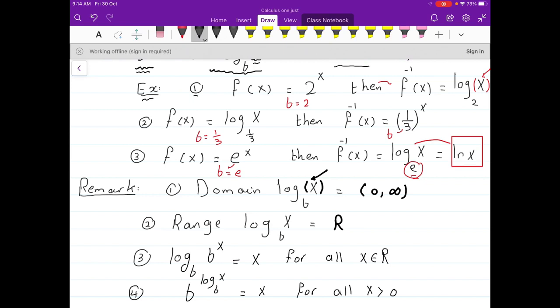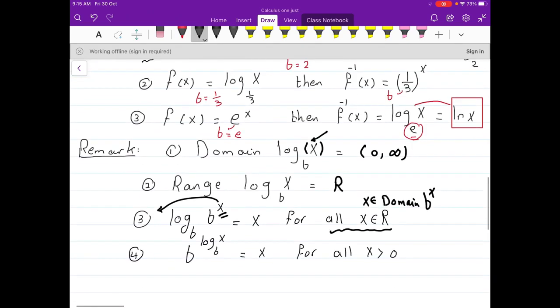Since log and b are inverse, we have log of b to the power x for the base b equals x. It is as if the log and the b cancel each other, giving us x, or according to these properties we can get here, so it equals x. But there is a condition: this x belongs to the domain of b to the power x, so x belongs to R. And also we have b to the power log x for the base b equals x, but this holds for all x positive. That means x belongs to (0, infinity).